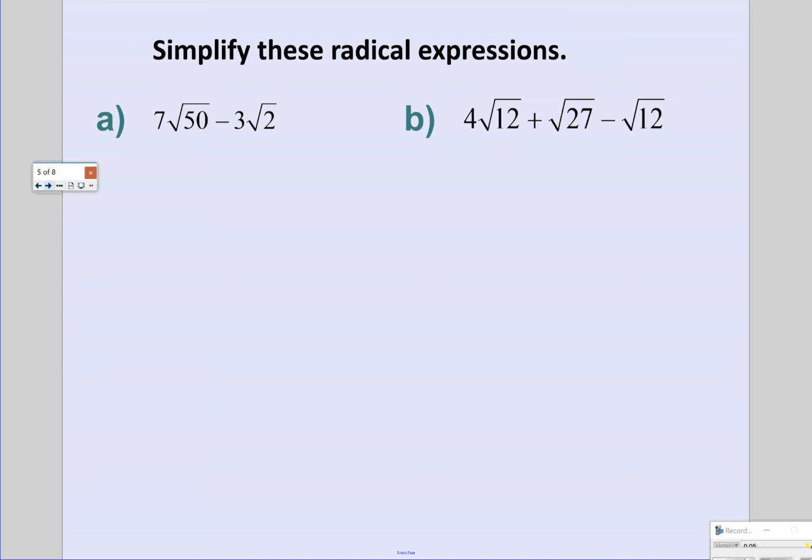So now try these two problems on your own. Pause the video, try to do A and B, and once you've come up with an answer, resume the video to see if you got it correct.